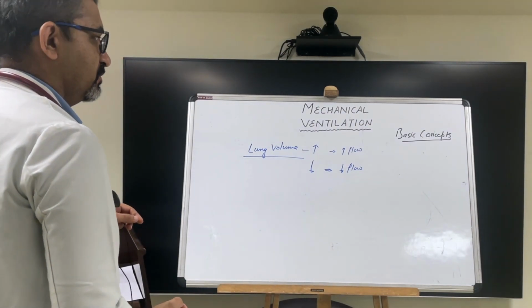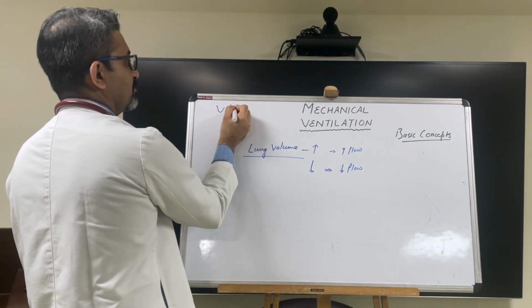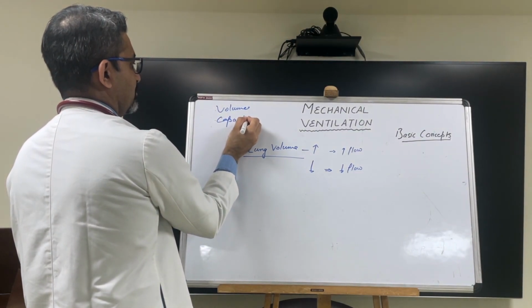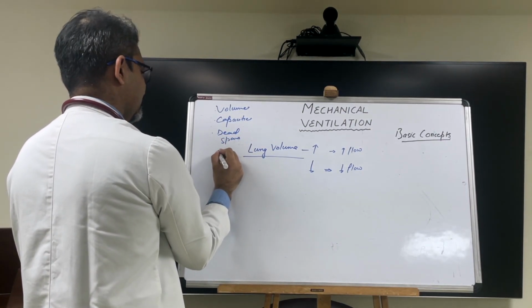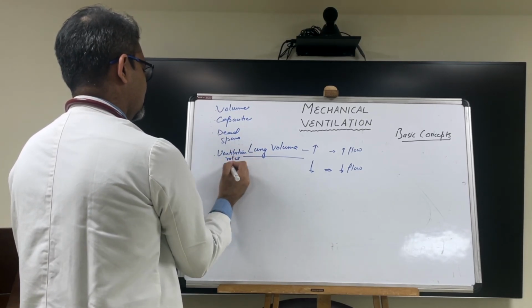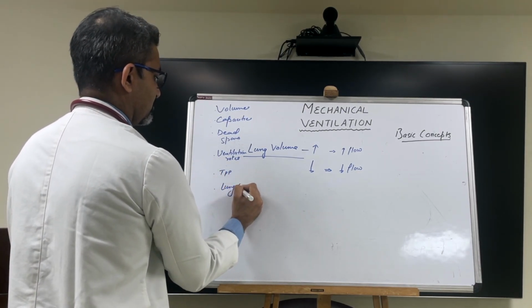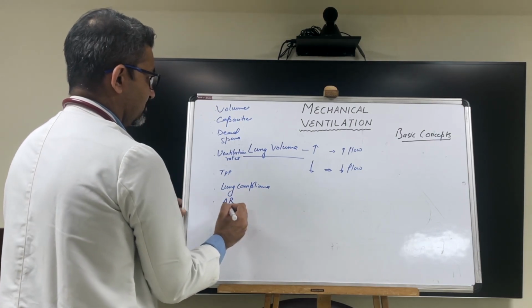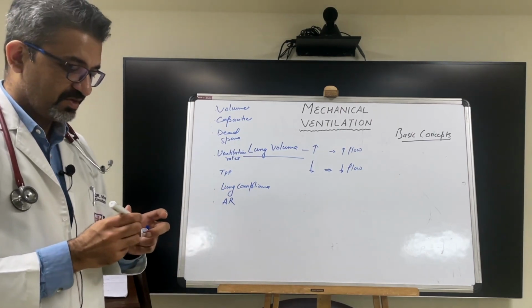Okay. So the basic concepts are volumes, then you have capacities, then you have dead space, then you have ventilation rates, then you have transpulmonary pressure, then you have lung compliance, and then you have airway resistance. So this is a must to understand the finer concepts of mechanical ventilation.